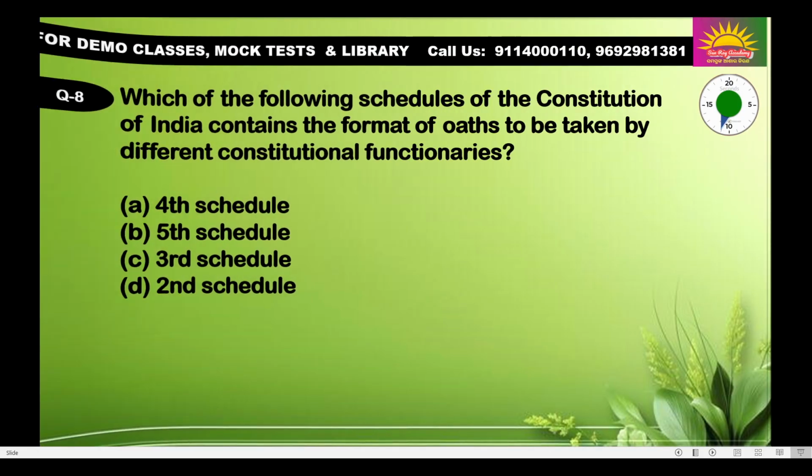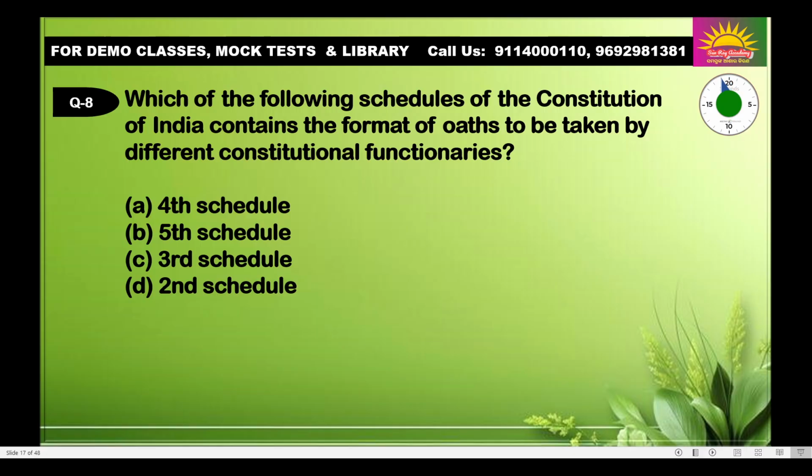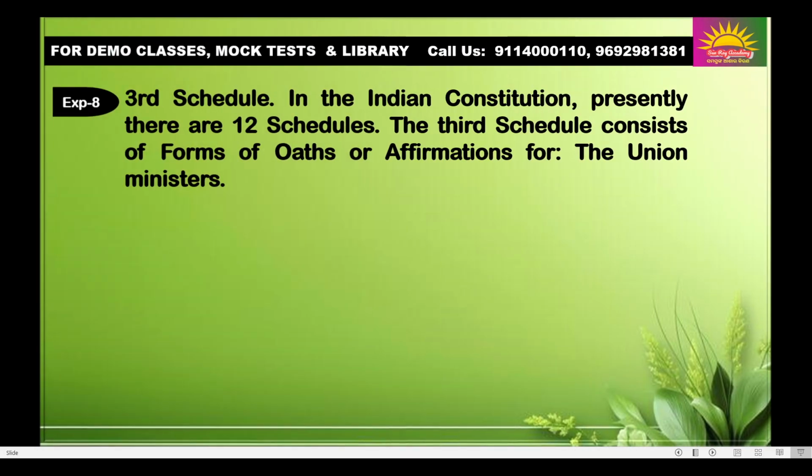Question number 8. Which of the following schedules of the Constitution of India contains the format of oaths to be taken by the different constitutional functionaries? 4th schedule, 5th, 3rd or 2nd? Answer C, 3rd schedule. Presently there are 12 schedules in the Indian Constitution. The third schedule consists of the forms of oath for the Indian ministers.